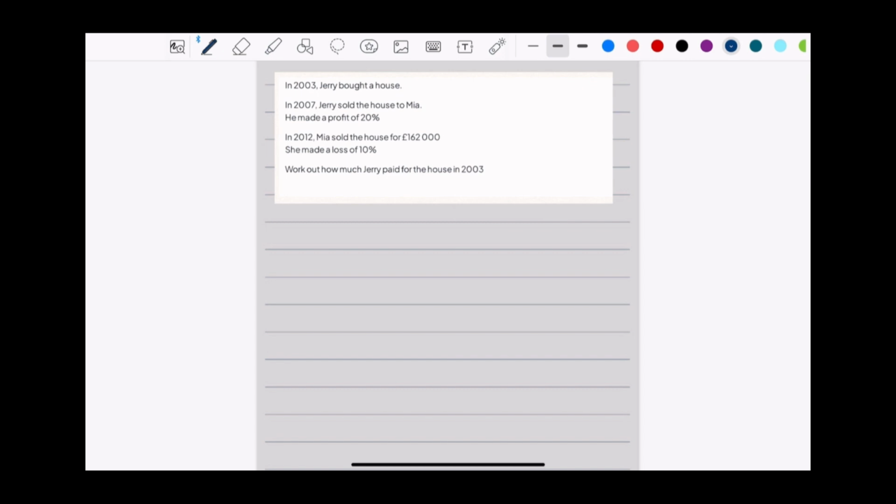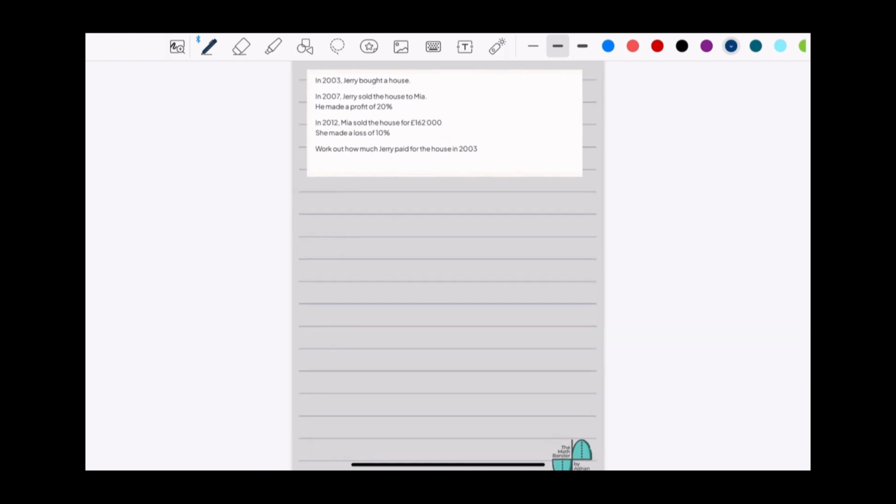Now, let's see some of the questions here. In 2003, Jerry bought a house. These types of questions you will figure out are not as easy to solve using the formulas, and this is where I'll apply the percentage method. So, in 2003, Jerry bought a house. In 2007, he sold the house to Mia. In 2012, Mia sold the same house for this much of a price, and she made a loss of 10%. Work out how much Jerry paid for the house in 2003.